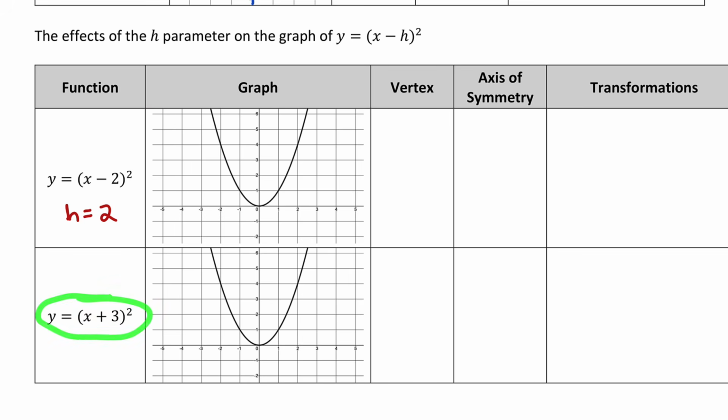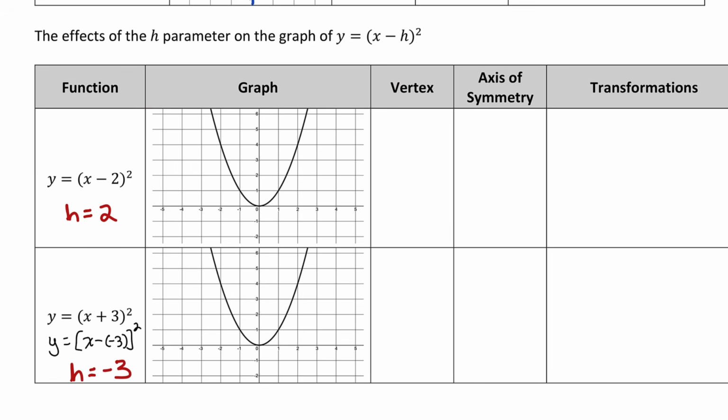And in the second equation, we see it says x plus 3 in the base of the power, but our job is to figure out what is being subtracted from x. So we could think of this equation as being y equals (x minus negative 3) squared. And that's equivalent to the line above because subtracting a negative is equivalent to adding, but it reveals that what we're subtracting from x is actually a negative 3, which means the h value for that equation is negative 3.